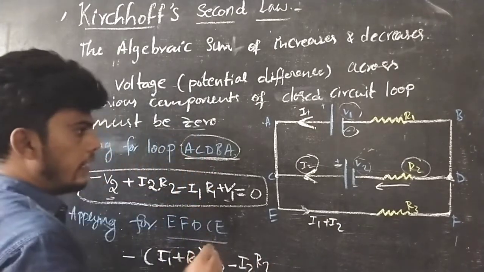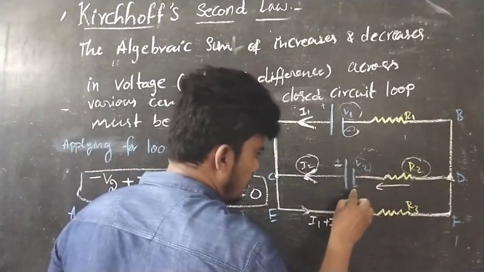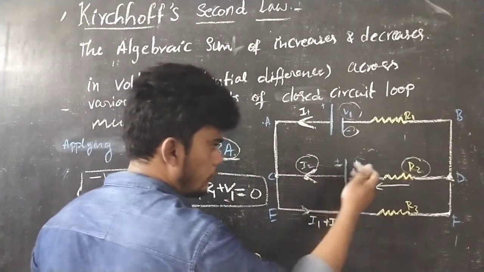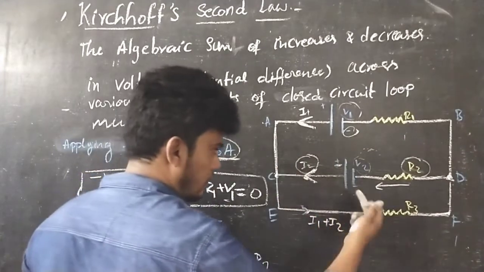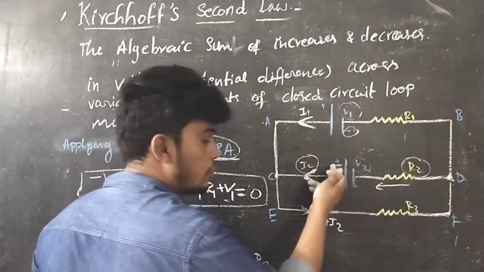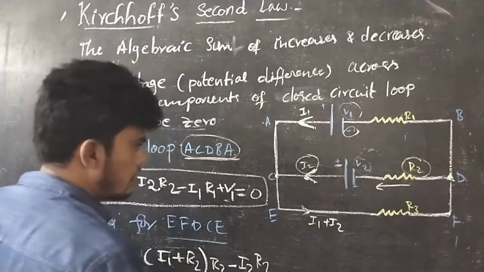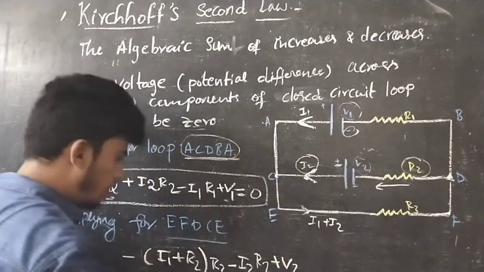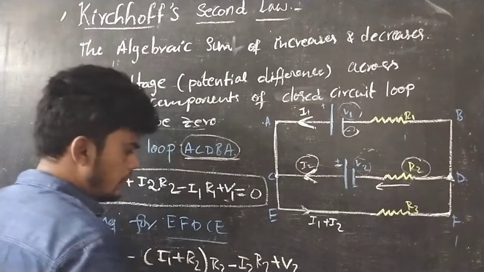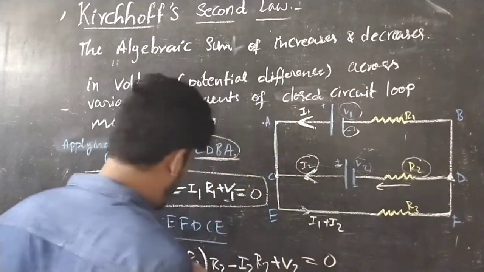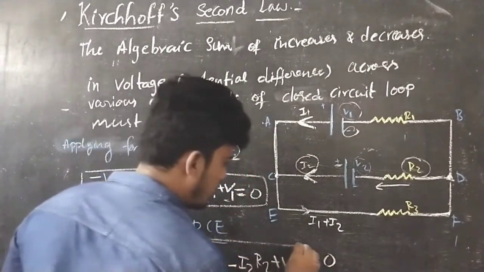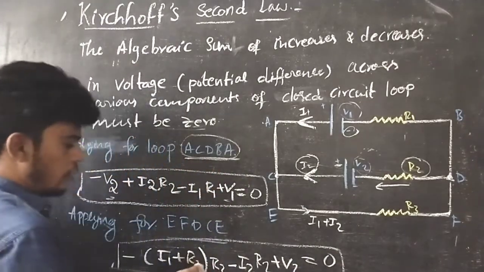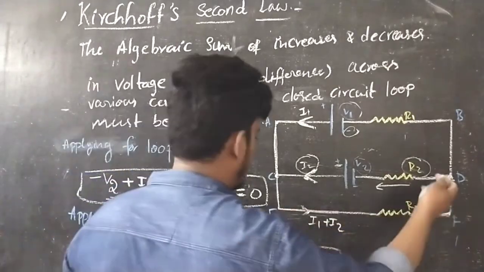R2. Then at here voltage minus to plus. Say sir, no? This is the negative pole, this is the positive pole. I am going in this direction. That means from negative to positive, then we will take it as positive. So plus V2. So these all values must be 0. This is about application of Kirchhoff's law by using conventional methods to the loop EFDC.